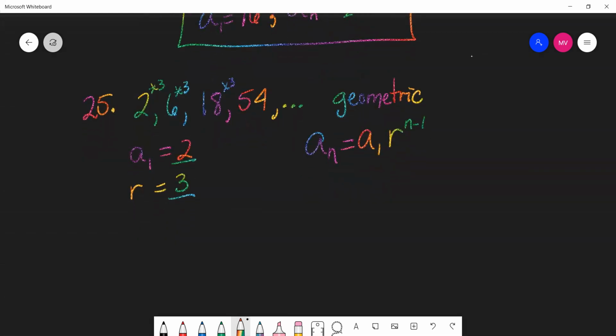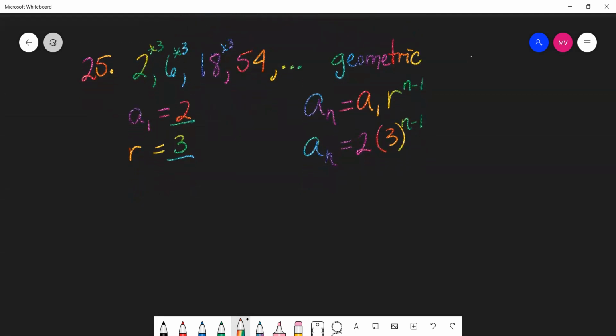So let's plug in what we know, our A1 and our ratio, into this equation. And we find that an, so the term at any position n, is equal to our first term, which is 2, times the ratio 3 raised to the previous position, the value of the previous position. Okay, now let's see that in action. Let's see what we're talking about.